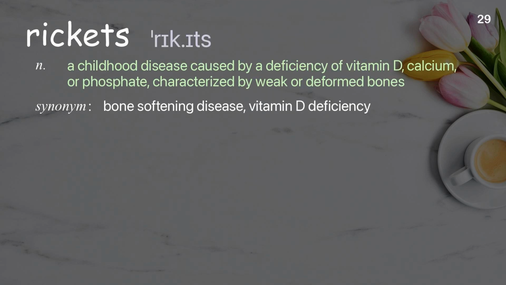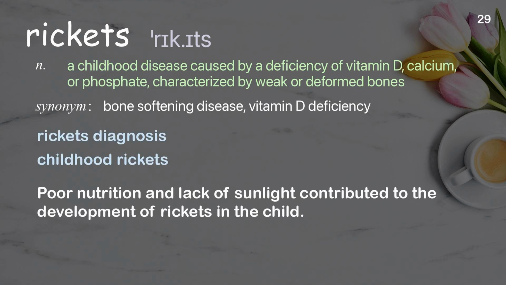Rickets. A childhood disease caused by a deficiency of vitamin D, calcium, or phosphate, characterized by weak or deformed bones. Examples: rickets diagnosis, childhood rickets. Poor nutrition and lack of sunlight contributed to the development of rickets in the child.